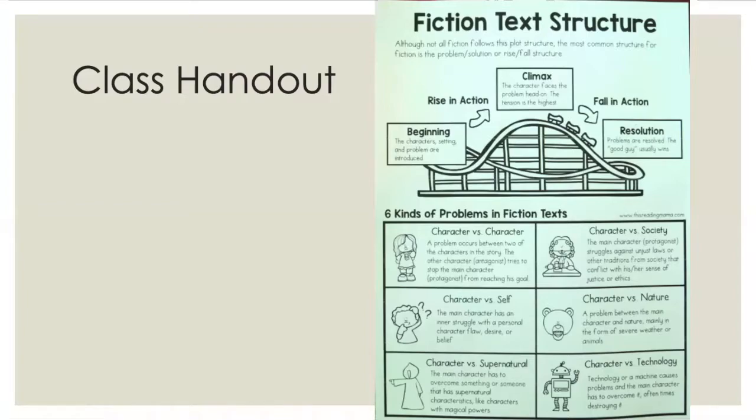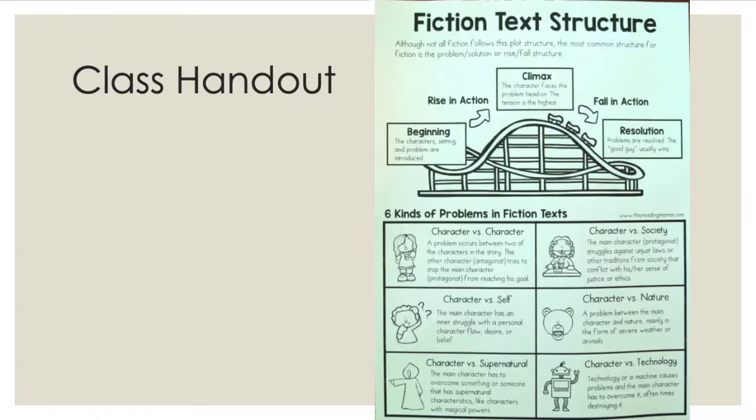Although not all fiction follows this plot structure, the most common structure for fiction is the problem, solution, or rise and fall structure. And it's kind of like this roller coaster model. And I really like this, and this is how I learned. So I thought you guys would enjoy this also. You start at the beginning, so in the roller coaster, it's the bottom of the roller coaster. And you ever climb up the roller coaster and you hear that little clink, clink, clink? Those are little events that reach to the top, the highest point of the roller coaster, and that's the climax of a story. That's like where the big event happens.